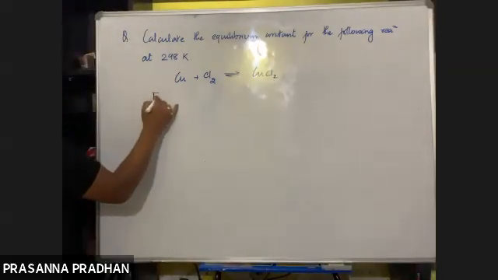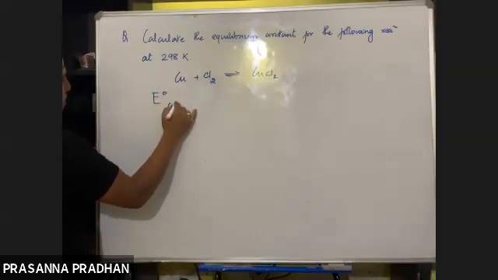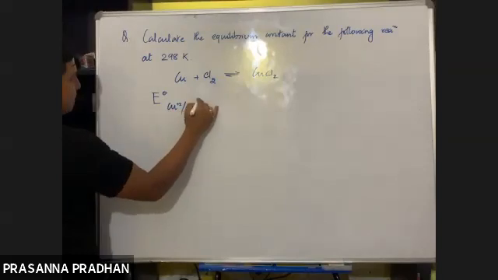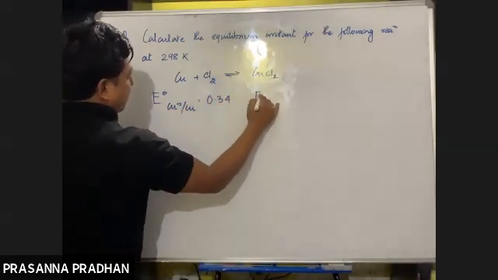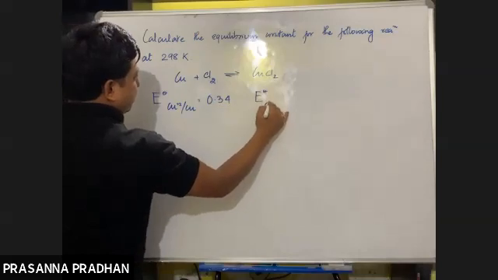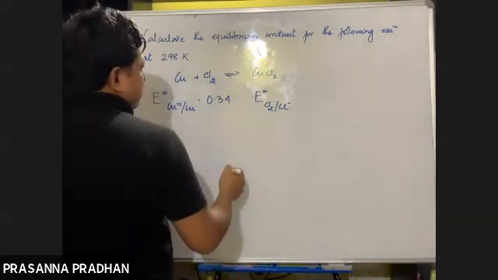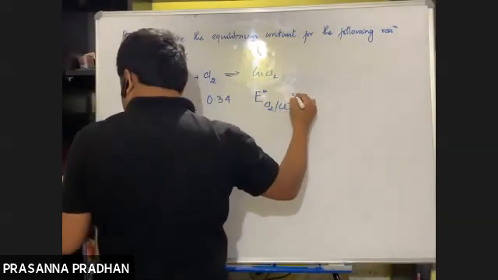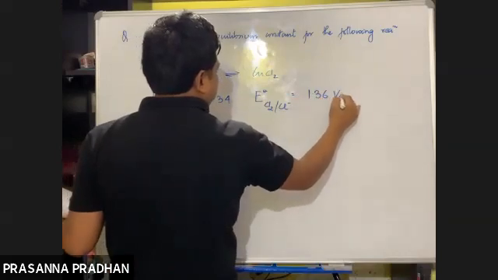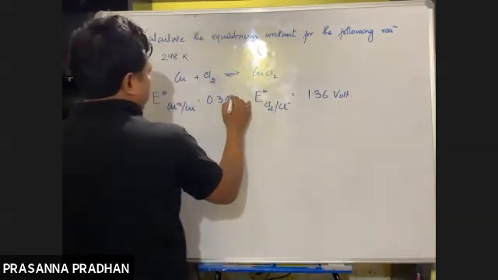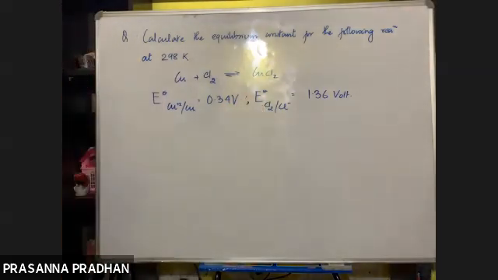Fine. So here we have E naught of Cu2+ / Cu as 0.34 and E naught of Cl2 / Cl- as plus 1.36 volt. So you are supposed to calculate the equilibrium constant.